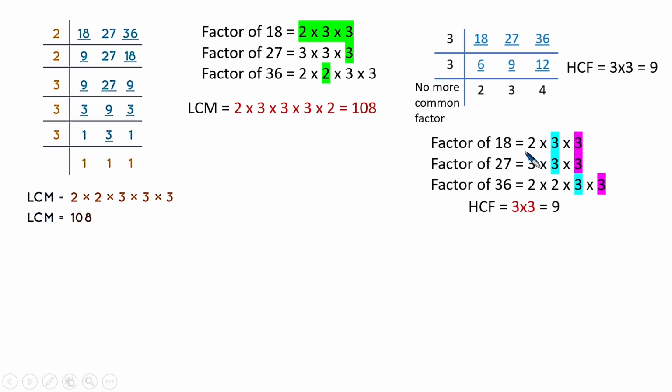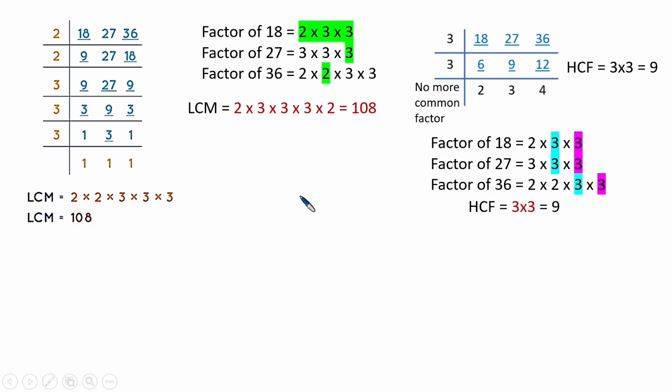Again, let us continue. The factor of 18 is 2 into 3 into 3. The factor of 27 is 3 into 3 into 3. So what are common? These two 3s are common, marked in blue and purple. 3 times 3 here, here also 3 times 3. But these are not common because you don't have 2 here, so I don't take them into consideration. I have 3 here, I don't have any extra 3 here. If an extra 3 would have been here and another 3 here, then I would have taken all the 3s together. So now I only have two 3s which are common to all. So HCF is 3 into 3.